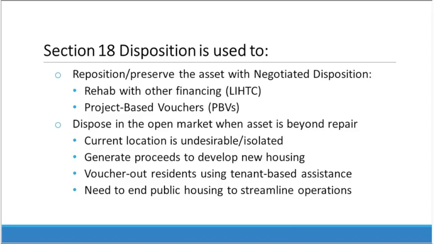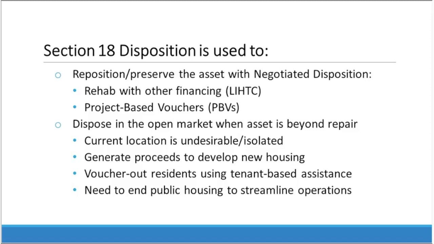The second main branch of the options that are available under Section 18 is one that would have you getting rid of your property. So if you have a building in your portfolio that you've decided is no longer in good shape or no longer well suited to serve as an apartment building for low-income people, Section 18 allows a mechanism to remove that property from your portfolio. The reasons that you may have concluded that the property isn't well suited to be in your portfolio and serving as affordable housing anymore might include the location of the property. It might include the physical condition of the property.